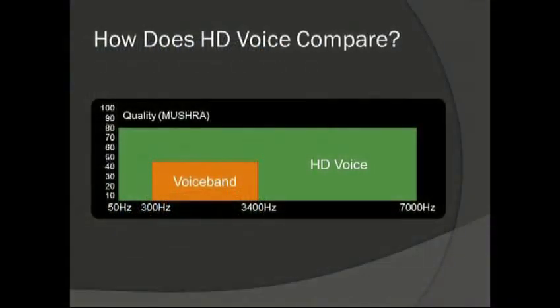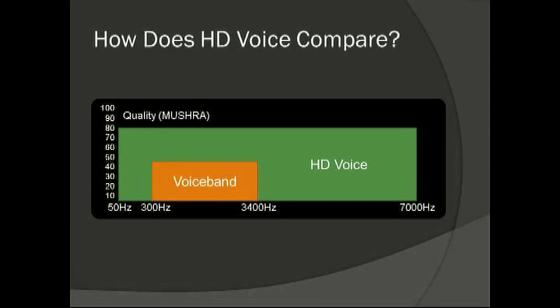So how does HD voice compare? This graphic shows on the horizontal axis the frequency response. Obviously you've got 3.4 kilohertz down to 300 hertz for the voice band circuit. This is the way conventional GSM works. The HD voice extends that from 50 hertz to 7 kilohertz, as we've already said.